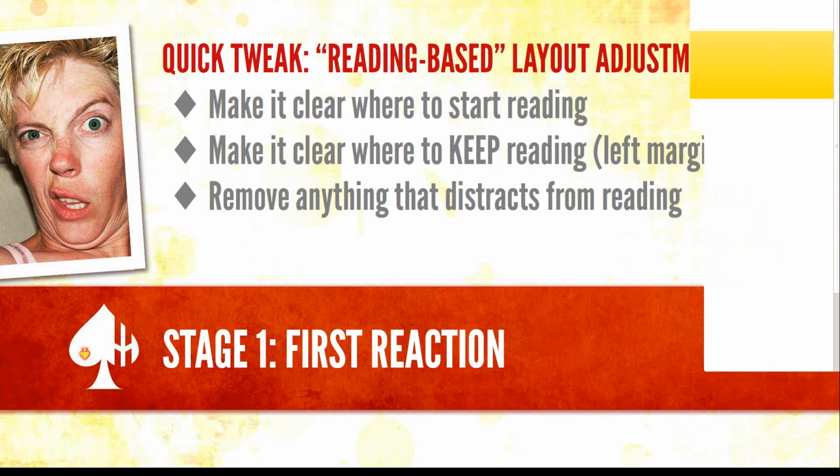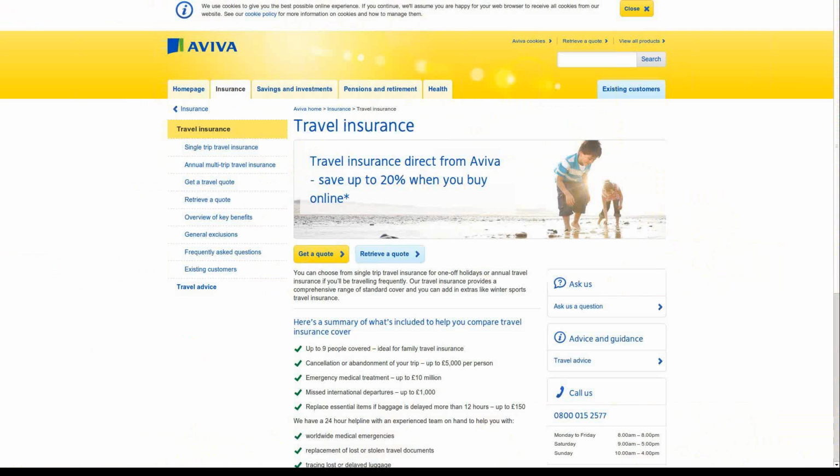So here is a page which uses an image at the top, and it's also got an awful lot of other things going on. If you were to remove all of the additional elements that are not necessary to this landing page, you would essentially have only the travel insurance. It's not really a headline. You could probably get rid of that, actually. You could get rid of the image. You could just say travel insurance direct from Aviva, save up to 20% when you buy online, and then it would have this copy in the center column.